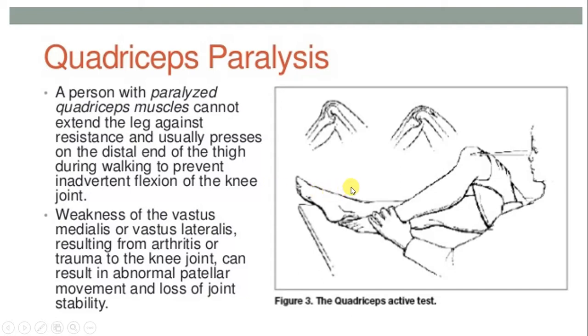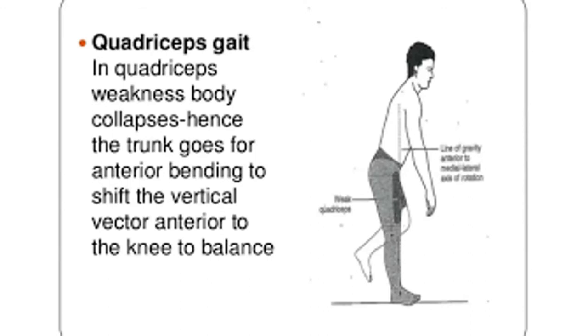The weakness of vastus medialis and lateralis only, resulting from arthritis or trauma to the knee joint, can result in abnormal patellar movement and loss of joint stability, but it is related only to the vastus medialis and lateralis, which are around the knee joint. Otherwise, the quadriceps paralysis will be loss of extension of the leg, extension of the knee joint. So that will lead to a specific gait that is named as quadriceps gait.